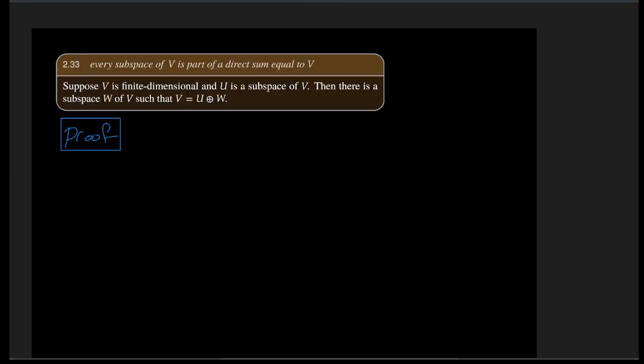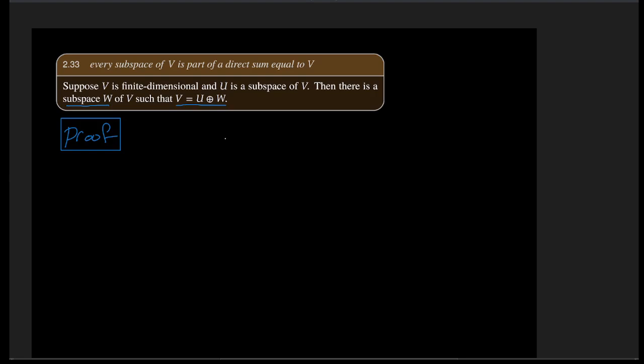All right, last up, we have this result. Let's suppose that V is finite dimensional and U is a subspace of V. What we're going to show is that there is a subspace W such that V is the direct sum of U and W. So for every subspace of a finite dimensional vector space, there is like a complementing subspace, another piece of V, such that you can form V as the direct sum of the subspace you started with and this other complementary piece.